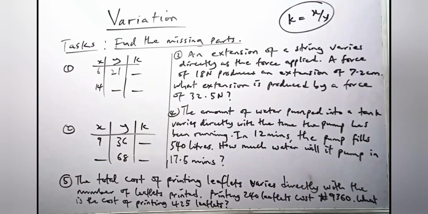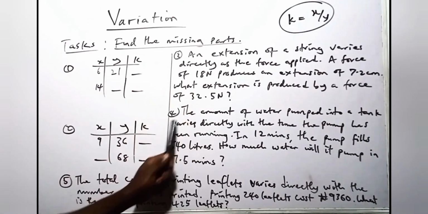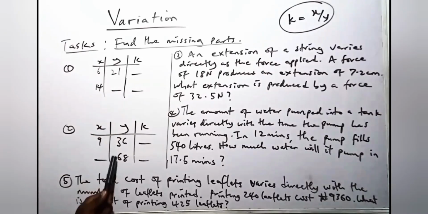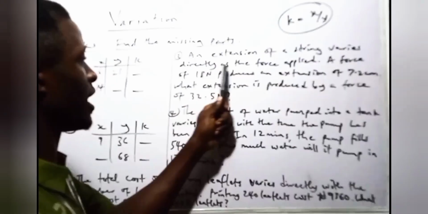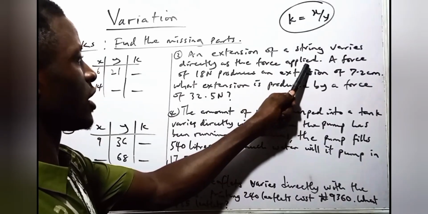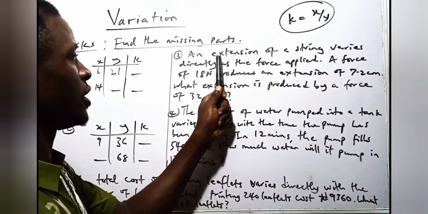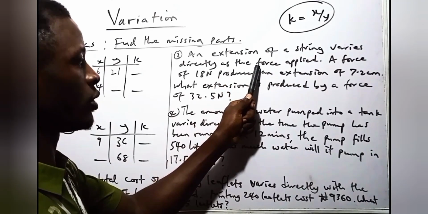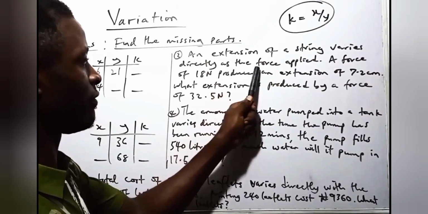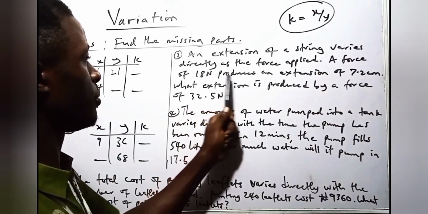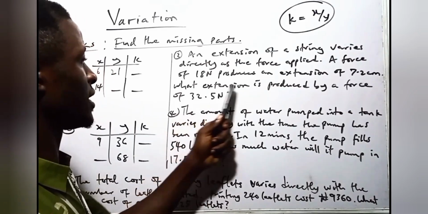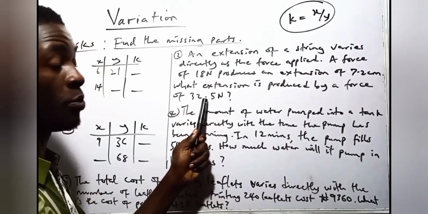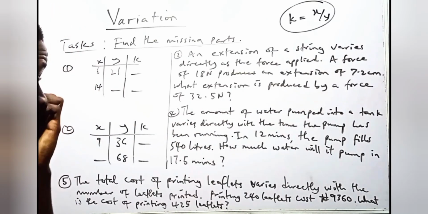Now look at this. You have to interpret number 3, number 4, number 5. Interpret it in a table like this and solve. Number 3 says an extension of a string varies directly as the force F. So you can use E for extension and F for force. So you need letter E and F. A force of 18 Newton produces an extension of 7.2 centimeter. What extension is produced by a force of 32.5 Newton? So you can do that.